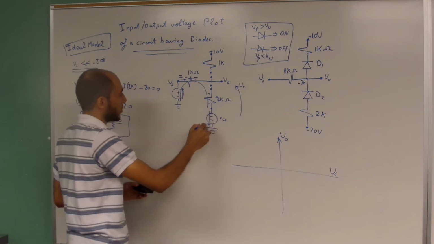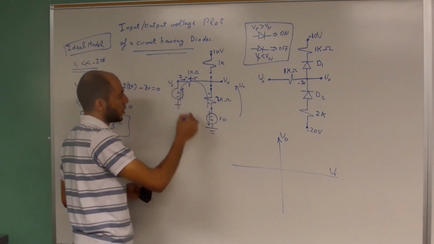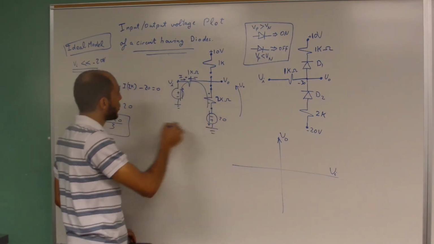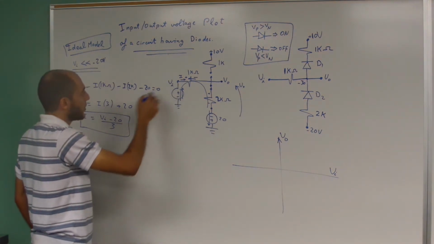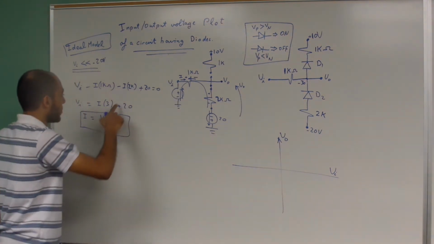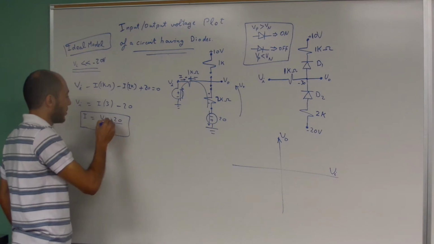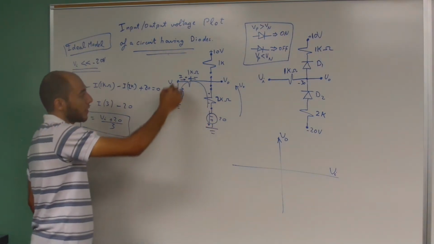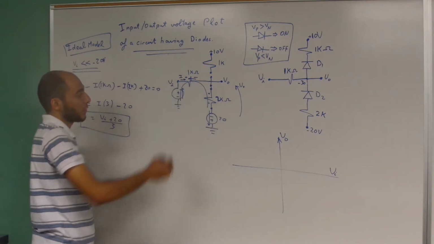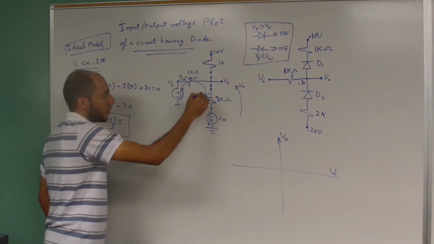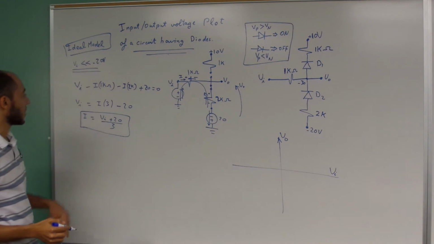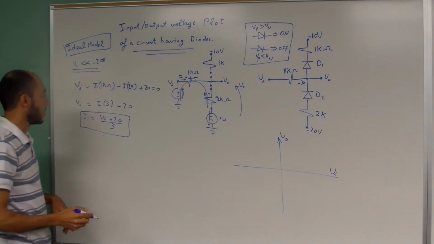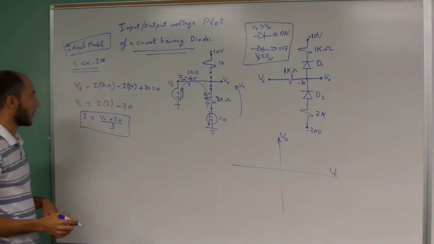Which means that it should add up. If you take this loop, it should be at least 20, added to the V input. So it's a plus. This is a minus, so that's a plus. Okay? Again, if you take the KVL in this loop and define the voltages, you end up with this equation: I equals (V input plus 20) over 3.